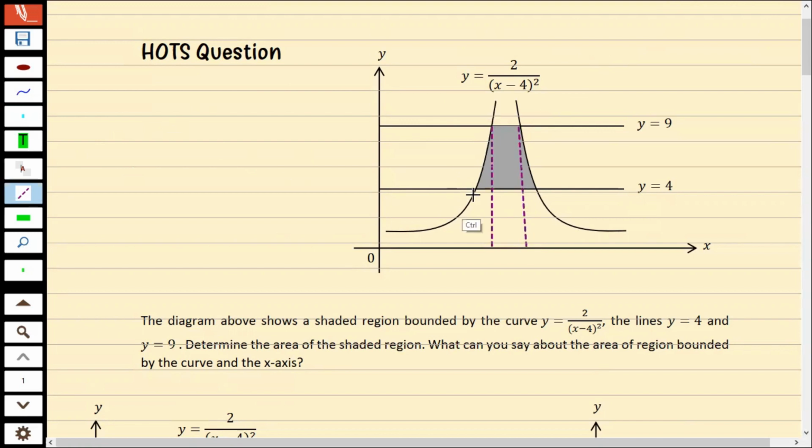Can you see? Sorry. Okay, can you see? I already cut them.